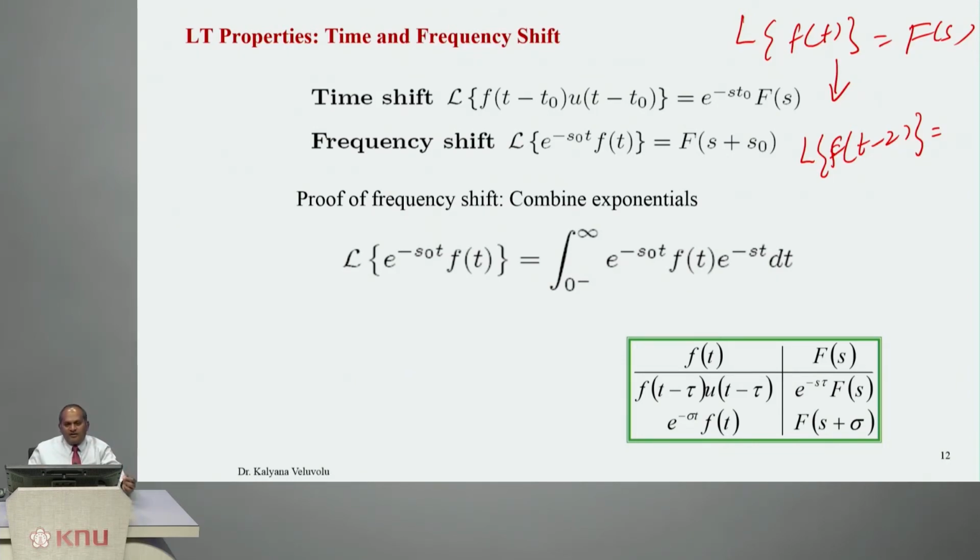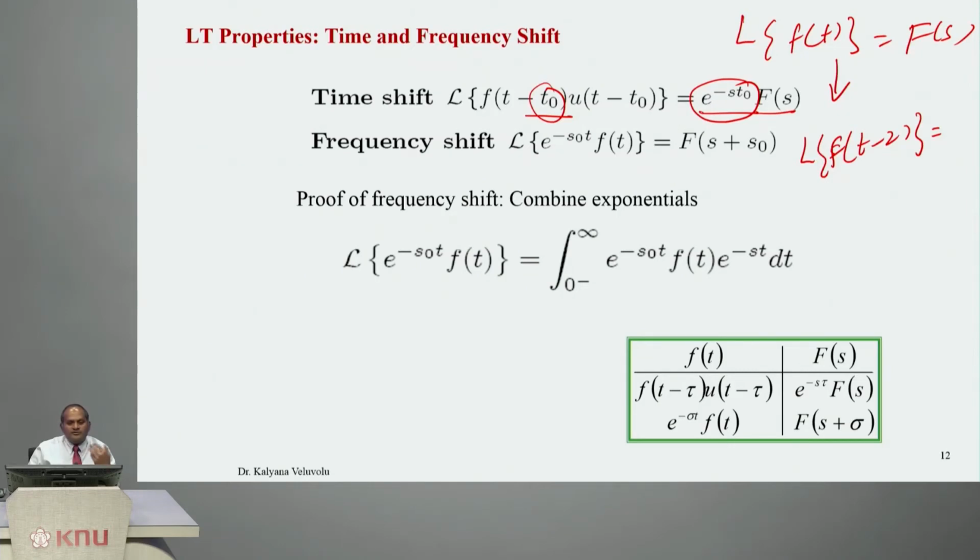If you shift a function in the time domain, where t naught is a number, it can be 2 seconds or 3 seconds, it will become e power minus s t naught into F of s. So if you shift a function in time domain, it will affect the signal in frequency domain. That is what you see, that e power minus s t naught. Depending on this t naught, you get e power minus s t naught. So that is with time shift.